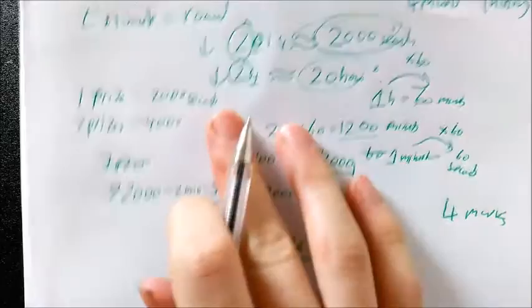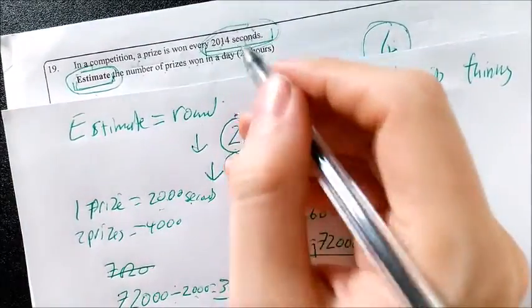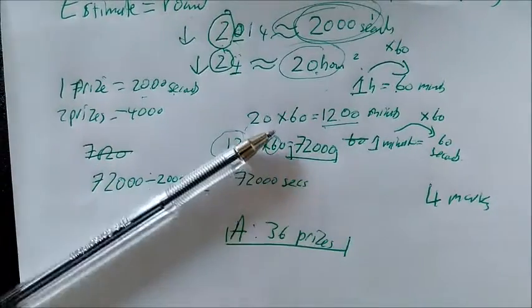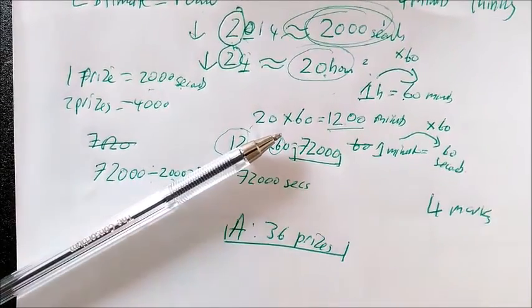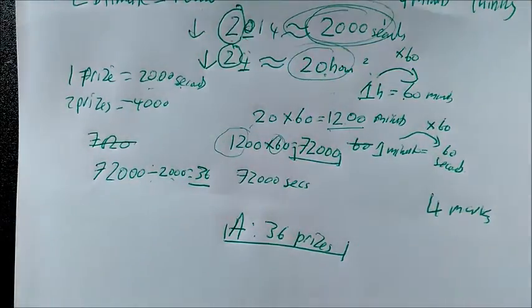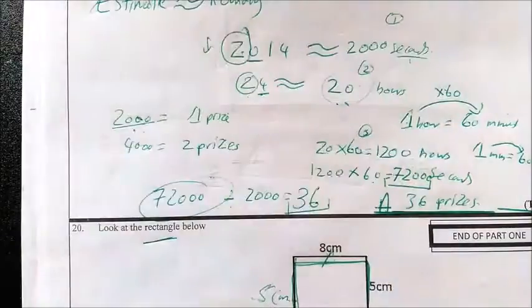I can't emphasize it enough, 2 of those marks were done without the estimation. The real key thing is to start looking at things like that. There's unit conversions, that means the question's going to involve unit conversions. Think about how, if you want to start writing out, like I did here, well, I know one prize is 2,000, 2 prizes 4,000 seconds, how am I going to work out how many prizes are in 20 hours? Done.